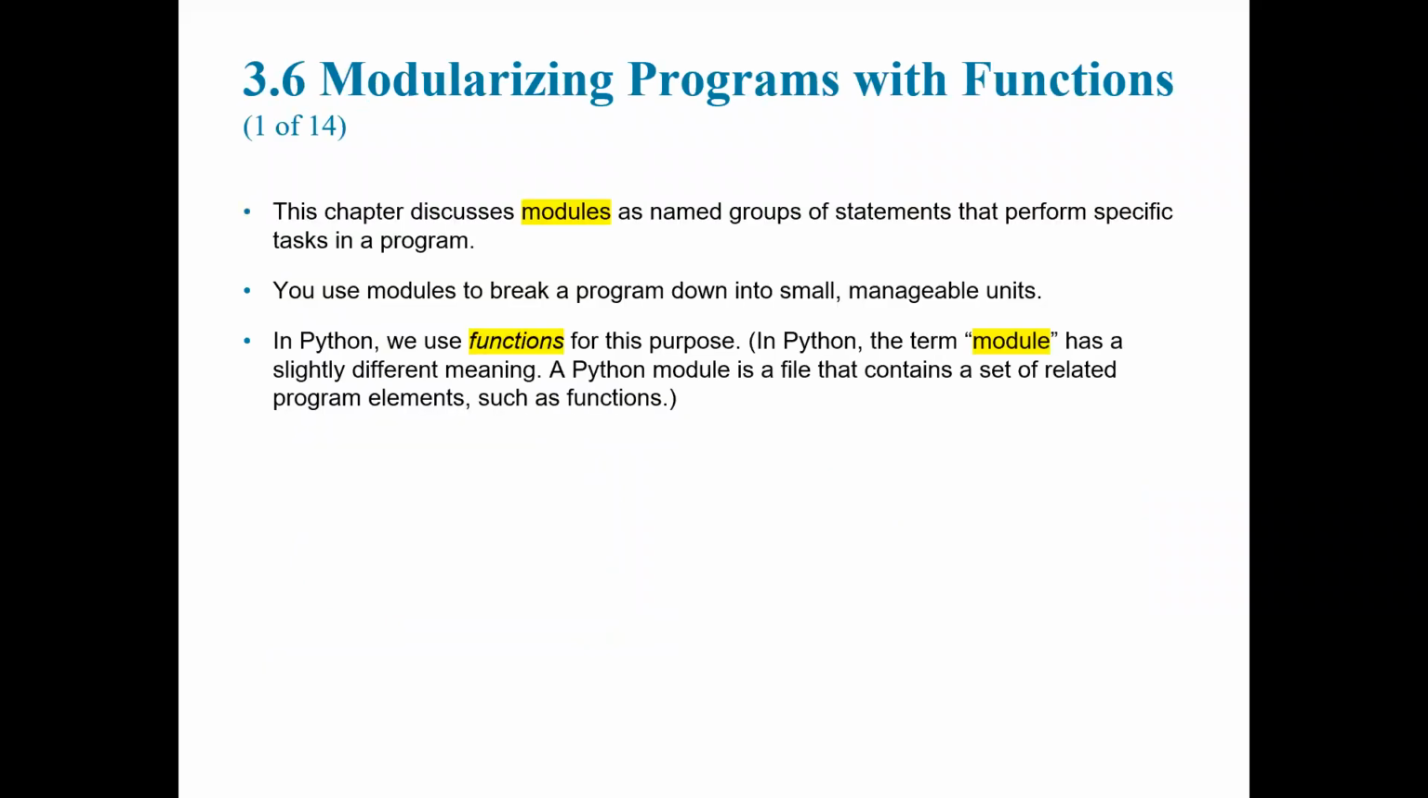So this chapter discusses modules as named groups of statements that perform specific tasks in a program. You use modules to break a program down into small manageable units. In Python, we use functions for this purpose. In Python, the term module has a slightly different meaning. A Python module is a file that contains a set of related program elements such as functions. That sounds a little confusing, but let me try and break this down.